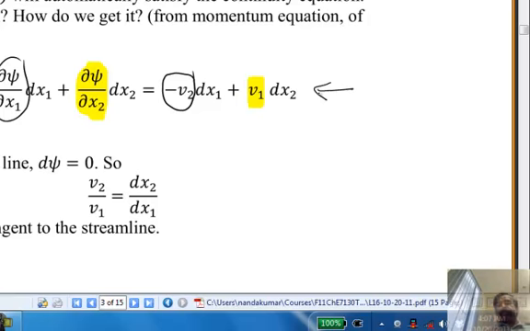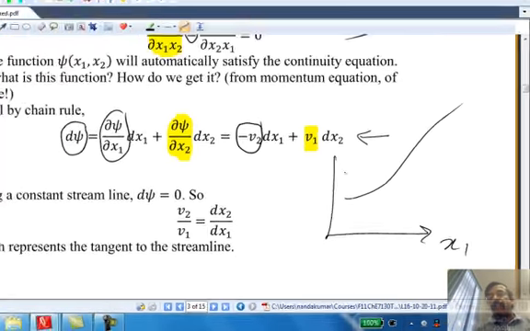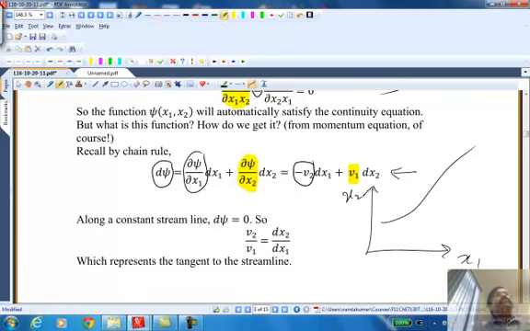Now, what is a constant streamline? A streamline is a curve in space. So if this is x1 and this is x2, I can draw a line on which psi is a constant. The value of the stream function is a constant. Do you understand what I mean? This is the physics that we are trying to understand of this mathematical function. So when I say that I can draw a contour, you all understand what I mean by that, right?